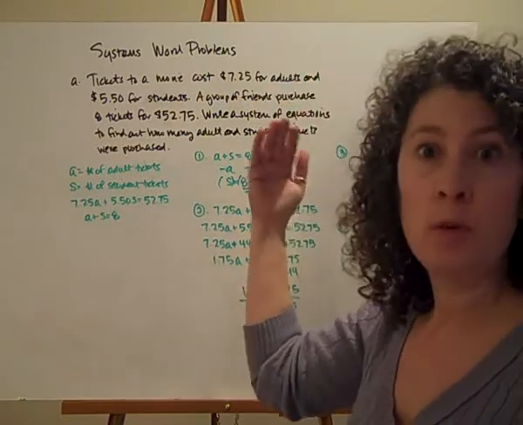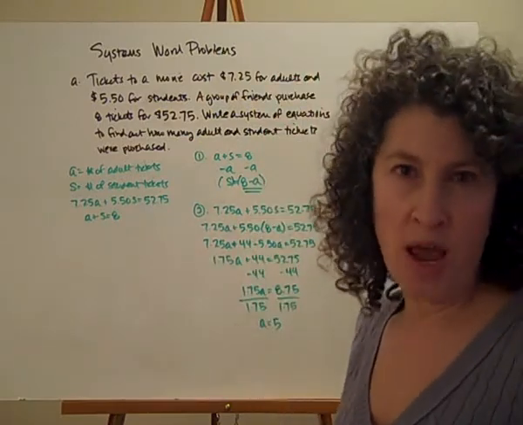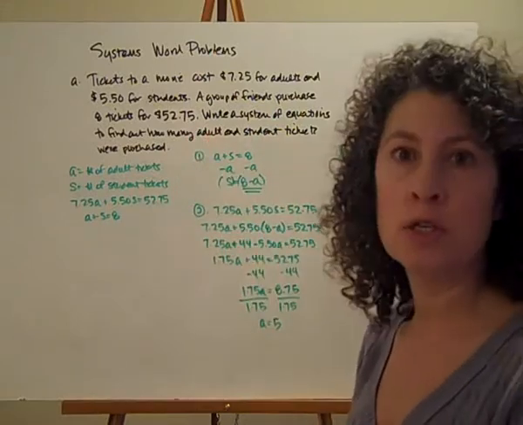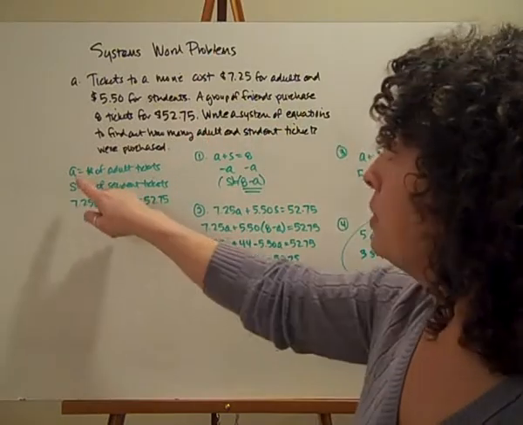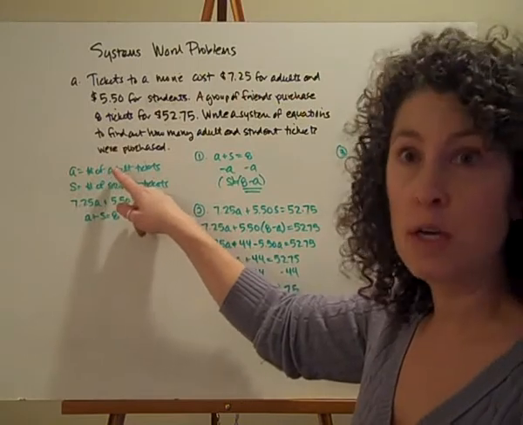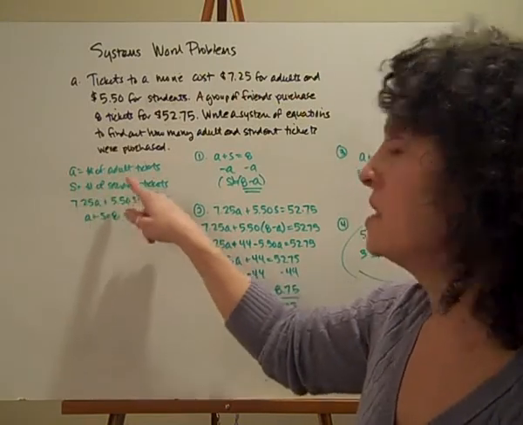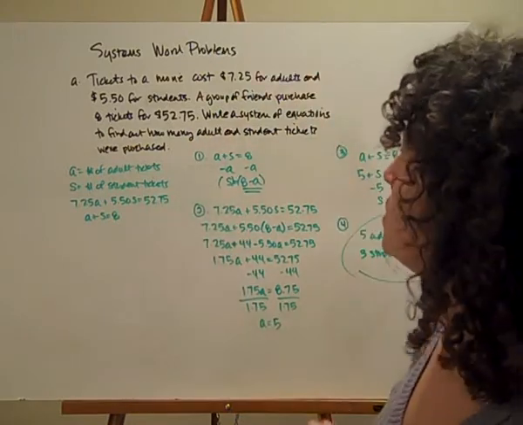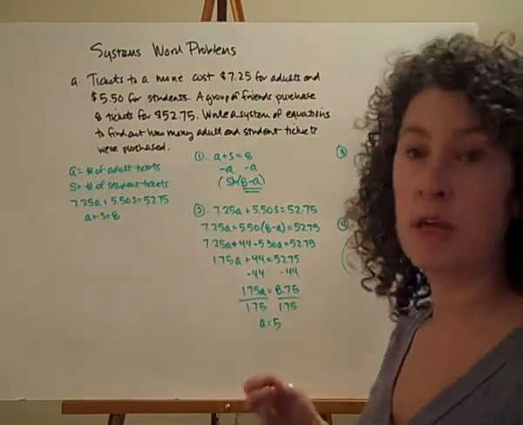To define my variables, I usually start with, well, what's the question asking us? And the question is asking us how many adults and student tickets were purchased. So those are our 2 variables here. I'm going to use A to represent the number of adult tickets, and S to represent the number of student tickets. So those are my 2 variables. Then I'm going to go back and see what we're describing here. And we're really describing 2 different things.